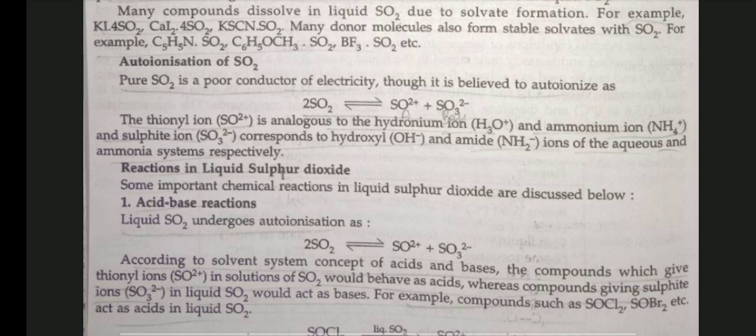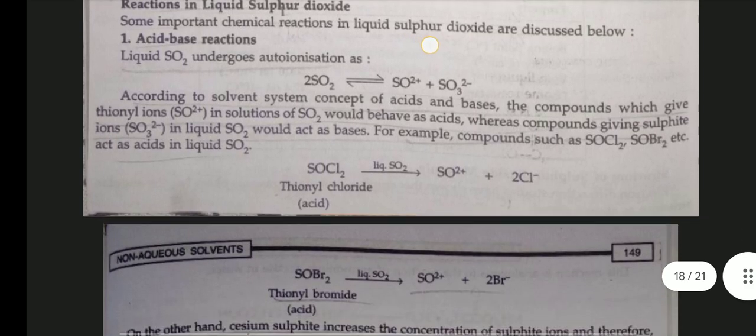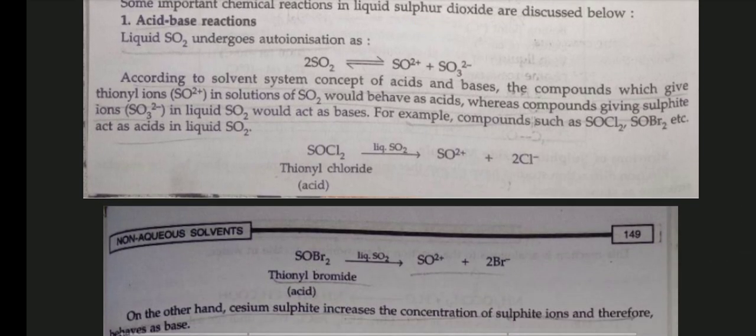Reactions in liquid sulfur dioxide. Some important chemical reactions in liquid sulfur dioxide are discussed below. Acid base reactions. Liquid SO2 undergoes autoionization as 2SO2 gives SO2 positive plus SO3 2 negative. According to the solvent system concept of acids and bases, the compound which gives thionyl ions in solution of SO2 would behave as an acid, whereas a compound giving sulfite ion in liquid SO2 would act as a base. For example, compounds such as SOCl2, SOBr2, etc. act as acids in liquid SO2.